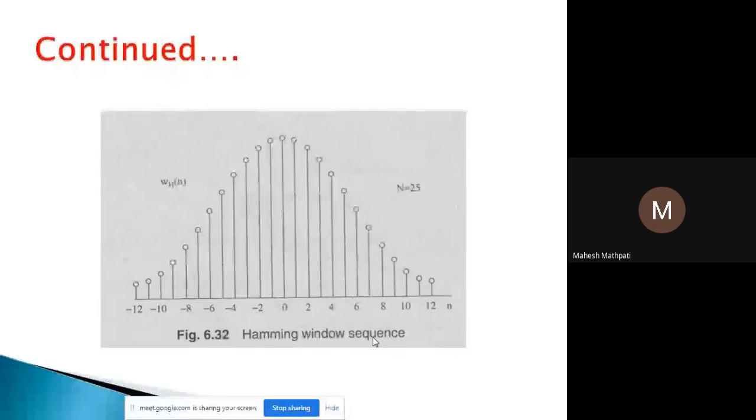We only modified the triangular window a little. It's looking like a curve now, a curve structure.